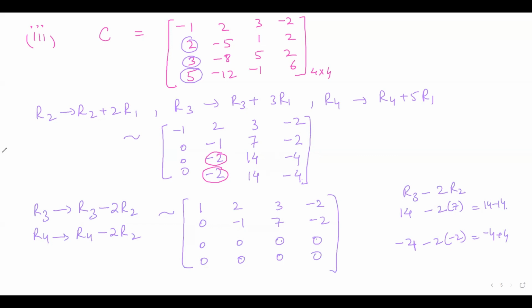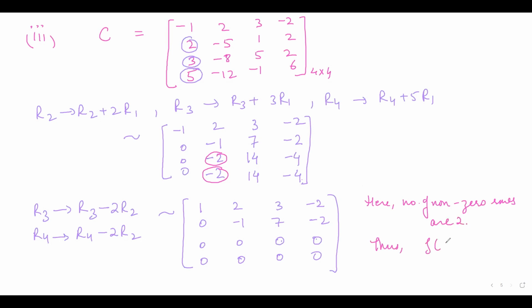So you could just remember this. Now, what is the number of non-zero rows that you are getting here? Let me just write this here. The number of non-zero rows is just 2. So thus, the rank of the matrix is 2. It's not always necessary that you will get the same number as the order of the matrix. It could be different.